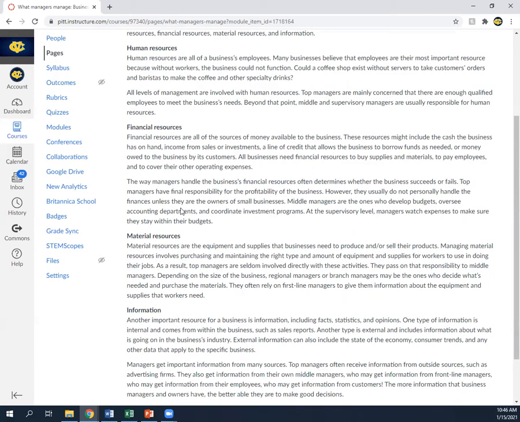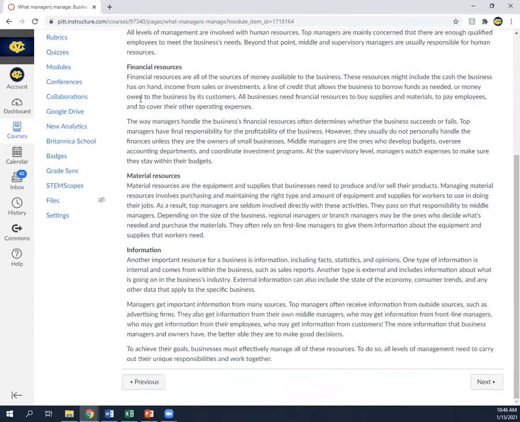Top managers are mainly concerned that there are enough qualified employees to meet the business's needs. Beyond that point, middle and supervisory managers are usually responsible for human resources. And we'll talk more about that later, more about what human resources do. But this is just a big overview of each resource for a company.